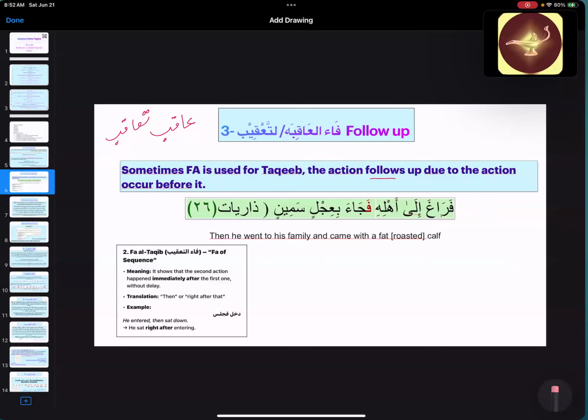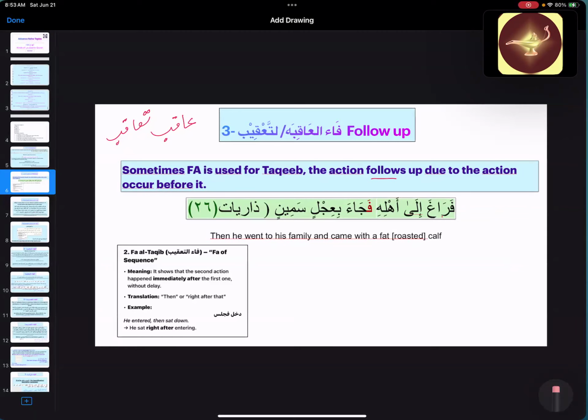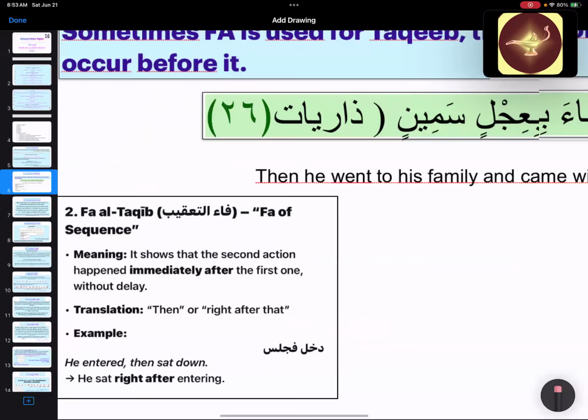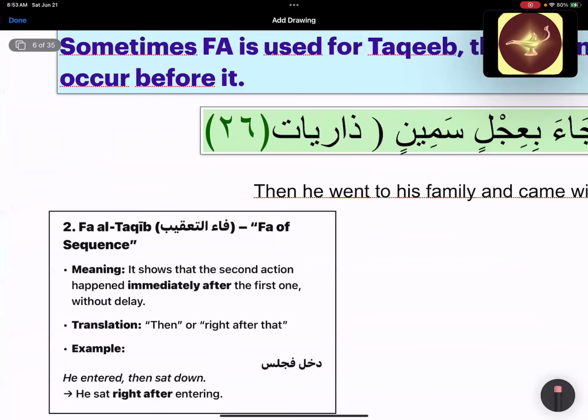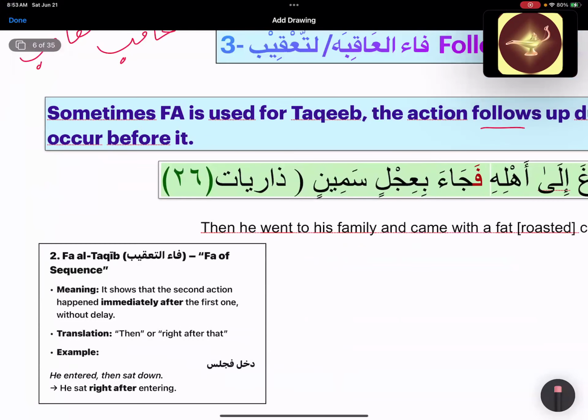So we said in the definition, the 'aqiba has no time gap, no time delay. The two actions happen back to back. So it shows that the second action happened immediately after the first one without delay. So as soon as she cooked it, right away Hazrat Ibrahim alayhi salam took that cooked meat and served it to the guest, right after that.